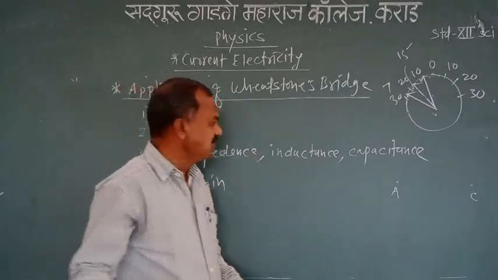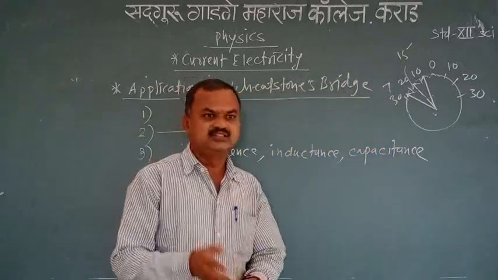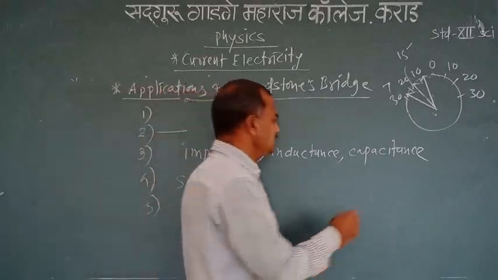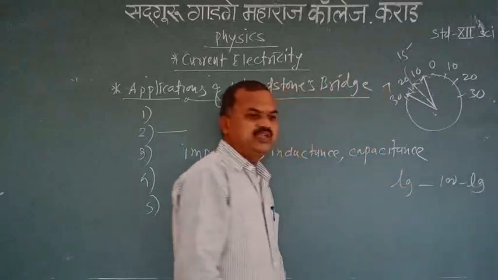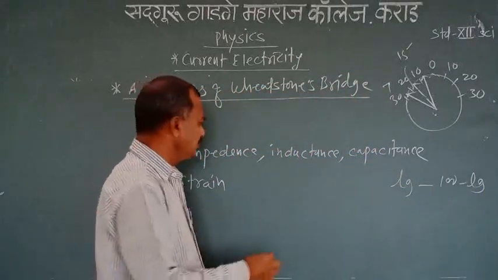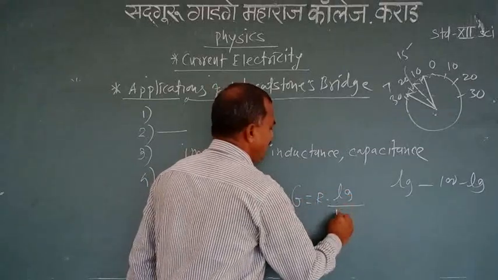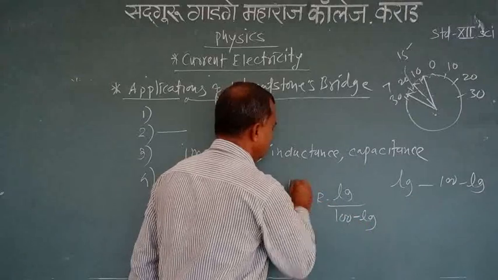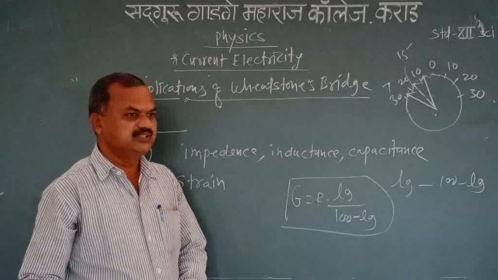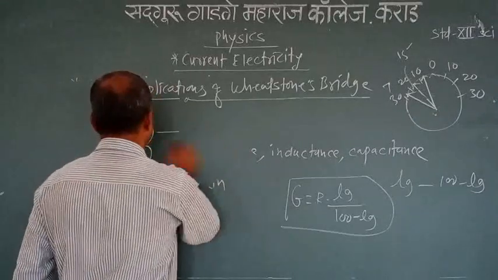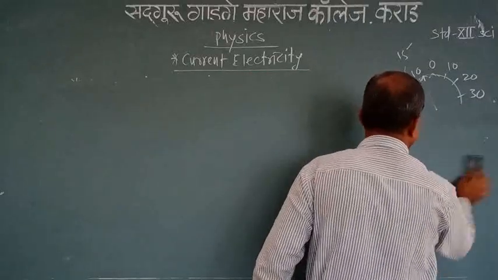And lastly, by measuring the balancing lengths towards the G side and R side, that is Lg and 100 minus Lg, we can calculate the resistance of the galvanometer using the formula G equals R into Lg divided by 100 minus Lg. This is the formula for determination of resistance of a galvanometer by Kelvin's method, one of the special methods for this. These are some applications of Bristol's bridge.